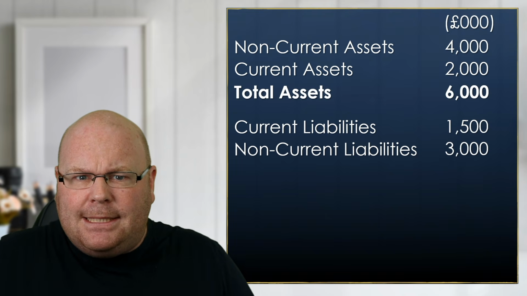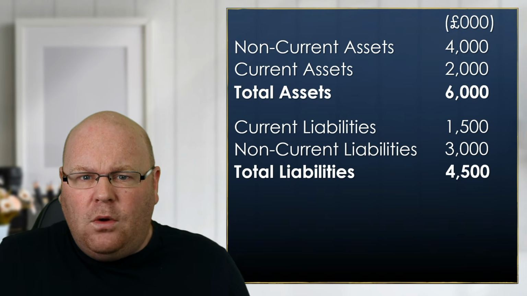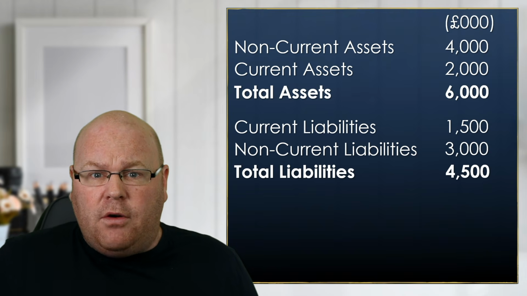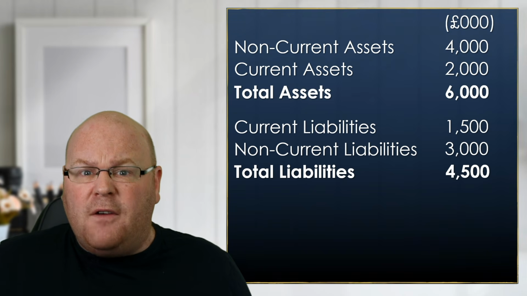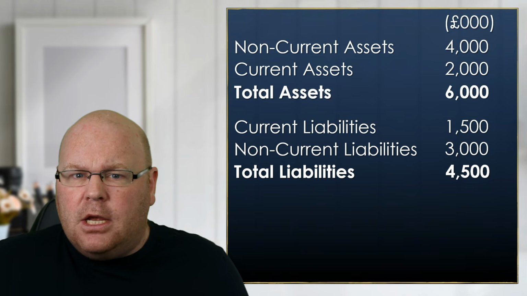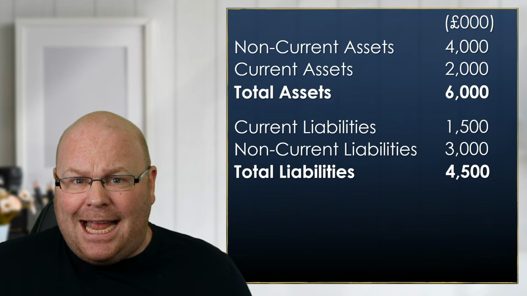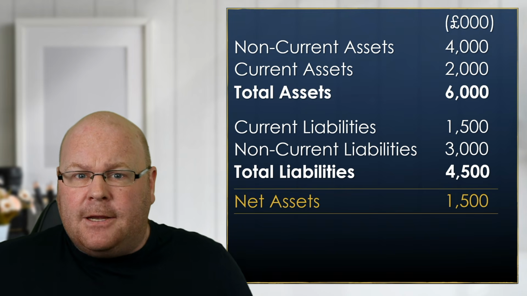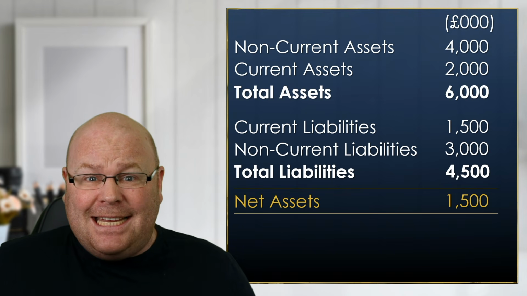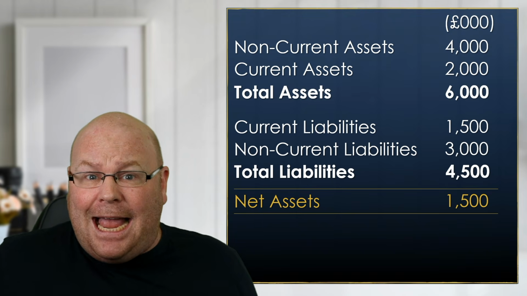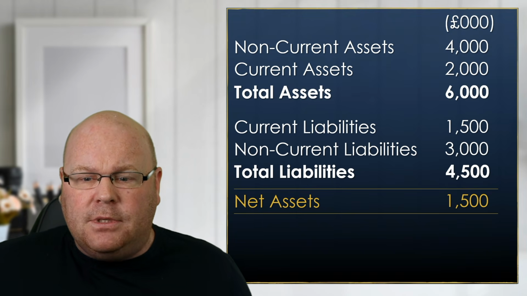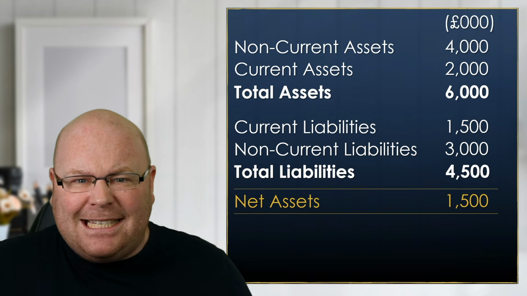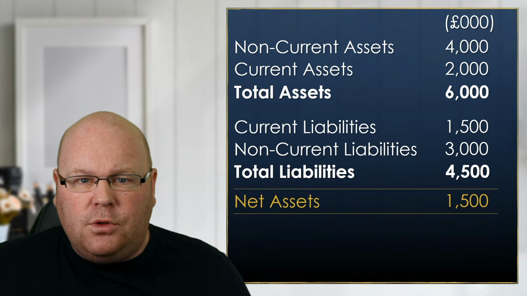Then, just as we did with the business's assets, we're going to add all of these liabilities together. We'll take the current liabilities, add them to the non-current liabilities, and we'll get a total of the business's debts, so we can assess the value of the business's assets compared to the value of its liabilities. When we do that, it's known as calculating the business's net assets. If this business has total assets of £6 million, but it has liabilities that come to £4.5 million, then the net asset is just the difference between those two figures.